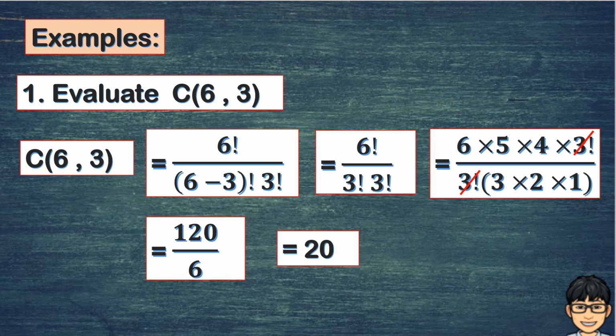Isa pang paraan to simplify this, kung papansinin nyo, itong 3 times 2 is equal to 6. So pwede nating i-cancel out itong 6 sa numerator at yung 3 times 2 sa denominator. Ano ang natira? 5 times 4, which is equal din sa 20.